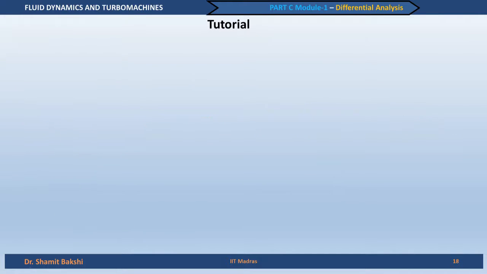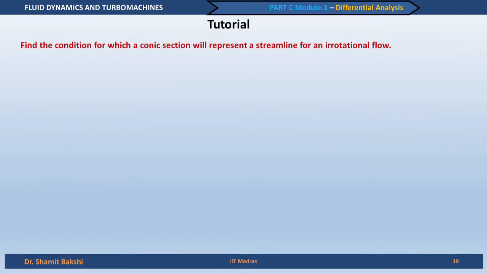Then we go to the third problem. The third problem relates to the streamline, the application of the concepts of stream function. The question which is asked here is: find the condition for which a conic section will represent a streamline for an irrotational flow. I think you are familiar with this term, conic section.